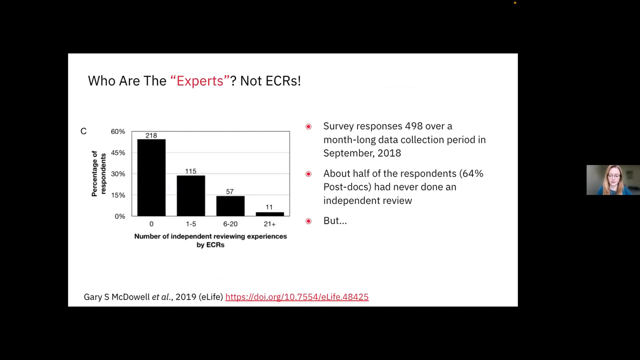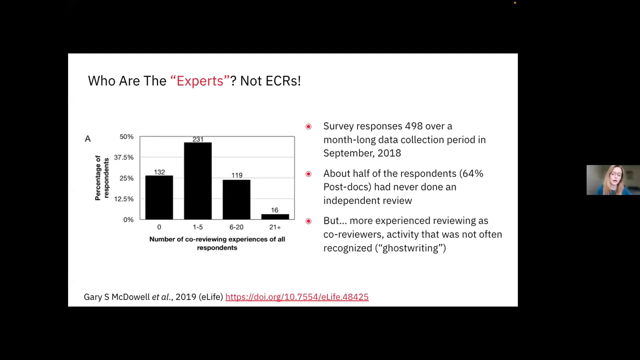In another study by McDowell and colleagues, they surveyed nearly 500 early career researchers, who they defined as anyone engaged in research who's not recognized as an independent leader of a research group. They found that about half of them had never engaged in independent peer review. However, several had experienced peer reviewing as co-reviewers. This is defined as someone who has contributed ideas and/or text to a peer review report when they are not actually the invited reviewer. Although this is not always done with recognition, so the authors define the process of co-reviewing without recognition as ghostwriting. 46% of the folks who co-reviewed reported that they knew they had not been recognized as co-reviewers, and 32% didn't know.